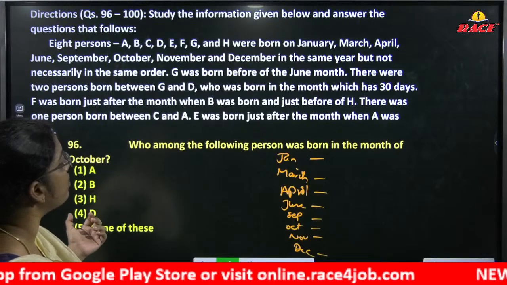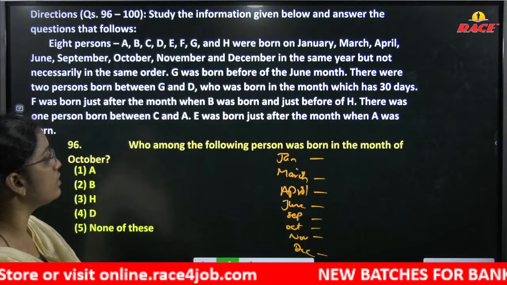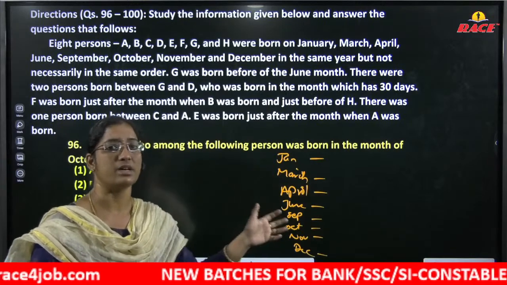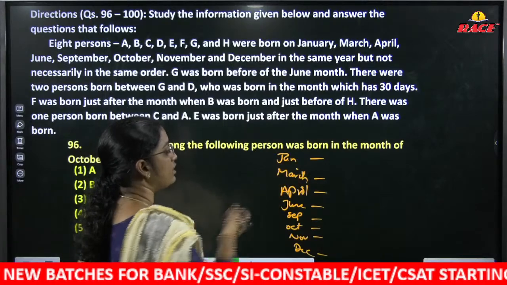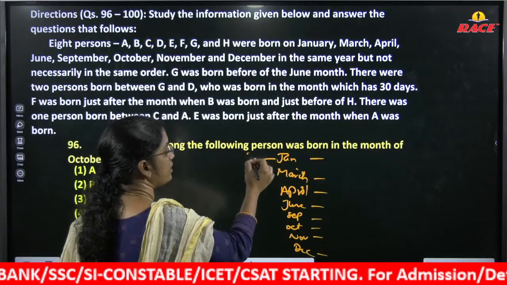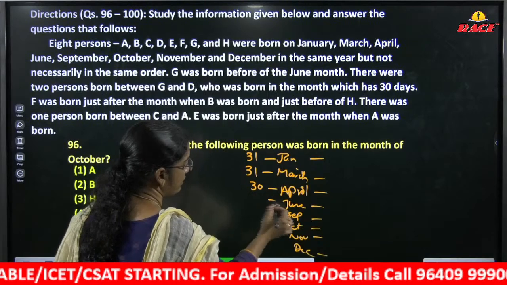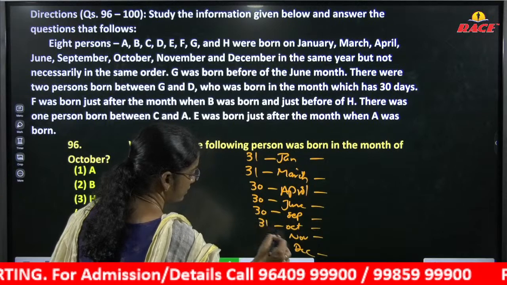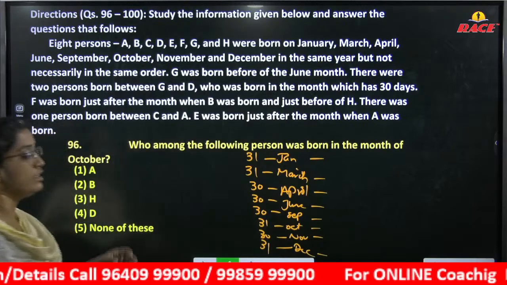Next, G was born before the month of June. There were two persons born between G and D, who was born in a month which has 30 days. That means they are giving information related to the number of days in the month also. So you must know how many days are in each month. January has 31, March 31, April 30, June 30, September 30, October 31, November 30, and December 31. So simply take it this way.